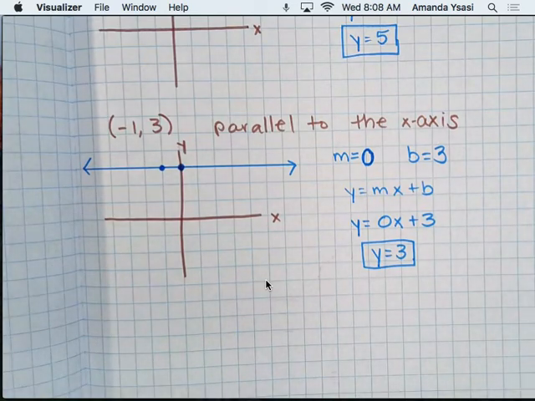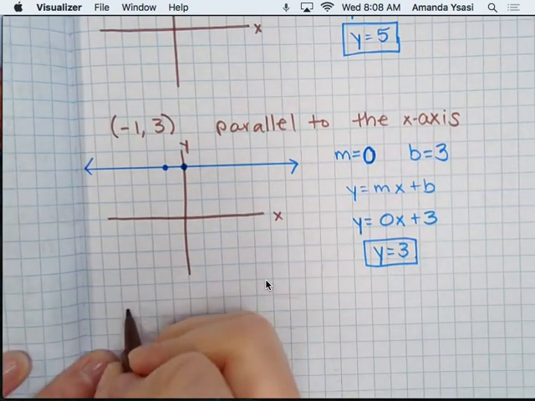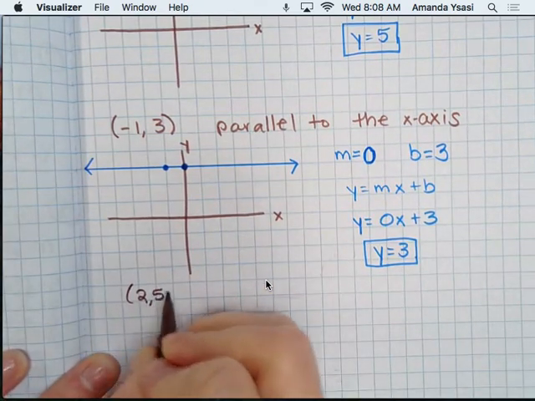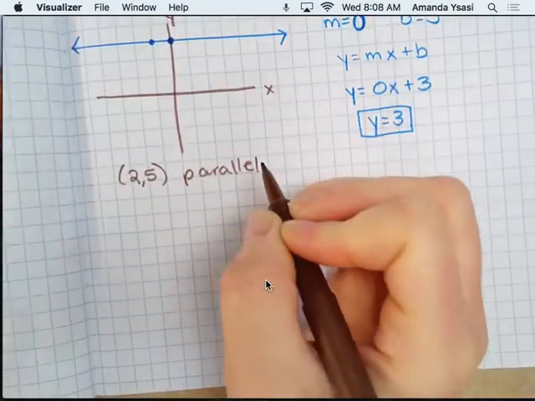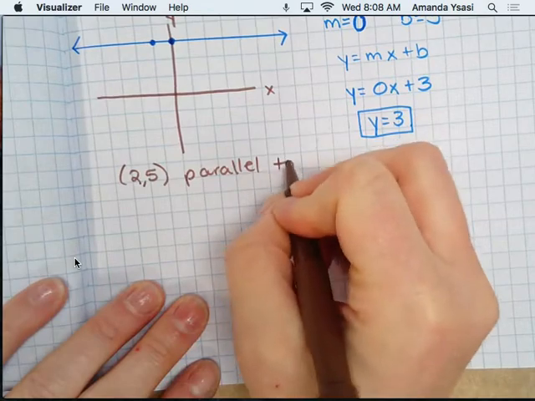Okay, let's go to the next one. It says, write an equation of the line with the point 2, 5 and parallel to the y-axis. So 2, 5, parallel to y-axis.